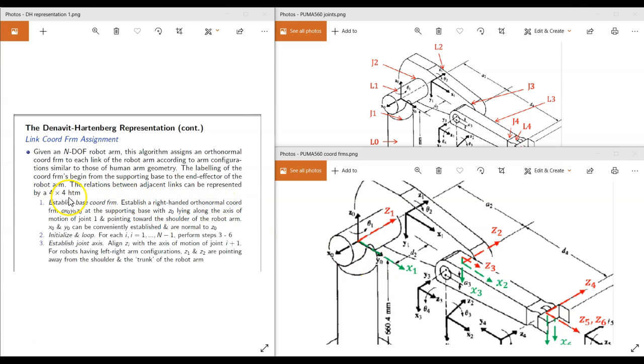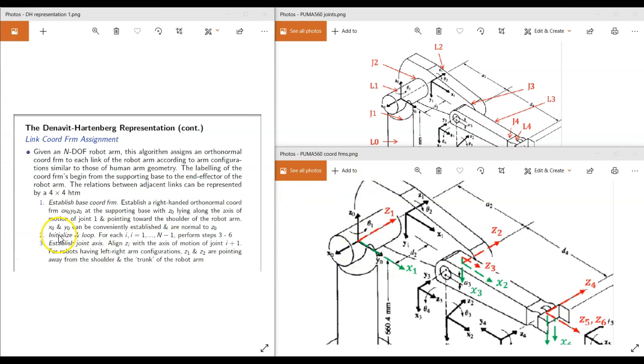If you look at step 1 of the algorithm, the origin of coordinate frame 0, which is the initial coordinate frame for our robot arm, can be anywhere along this line. You can even establish the origin here, or down here. But we put it here for convenience, as we will probably notice later. So that is the base coordinate frame, X0, Y0, Z0.